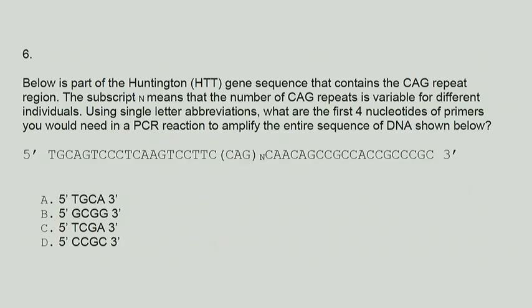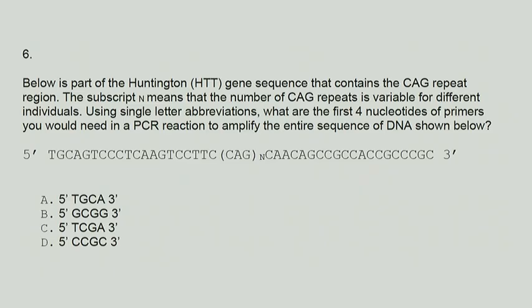Okay. Below is a part of the Huntington gene that contains the CAG repeat. What are the first 4 nucleotides of primers that we're going to use to amplify this whole sequence? Think about the direction your primers need to go. They need to point towards the region you want to amplify. And by point towards, I mean the 3' end needs to go towards what you want to amplify.